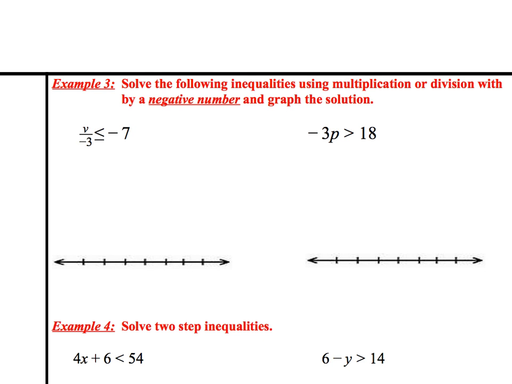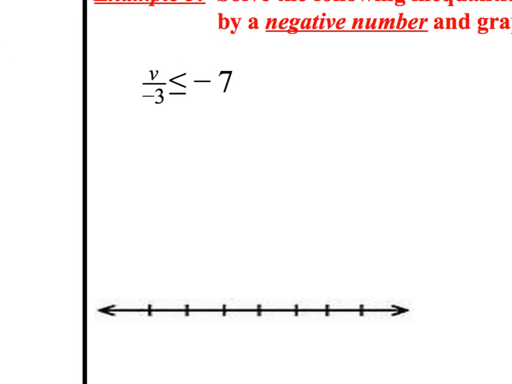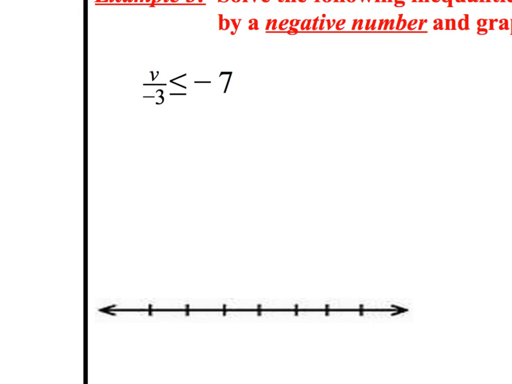Since we're going to be dealing with negatives, you need to make sure you flip the sign. V is being divided by negative 3. So Victor, what do I do to get V by itself? You times -3 on both sides. Okay. So they'll cancel out. So V is less than or equal to 21.